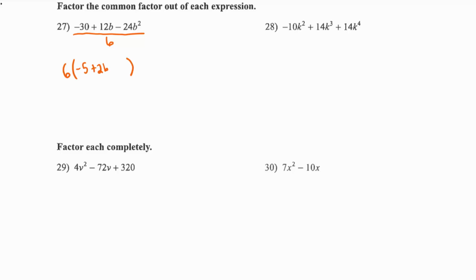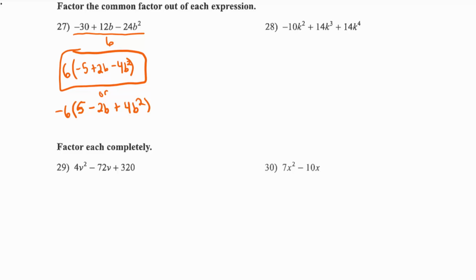Negative 24 divided by 6 is negative 4b squared. And so they didn't have it in standard form, so there's no reason for us to go out of our way to put it in standard form unless we just want to. You could also take out a negative if you wanted to. That would make it a positive 5, a minus 2b, and a plus 4b squared. That's also fine. Neither of these are better answers necessarily than the other.